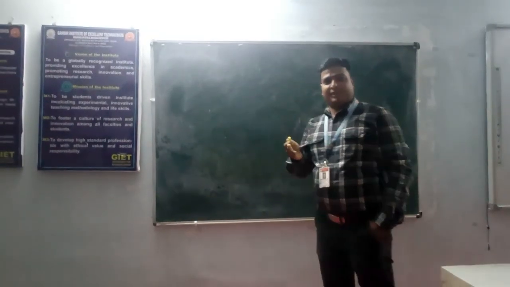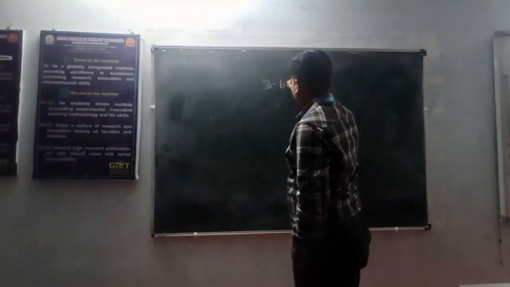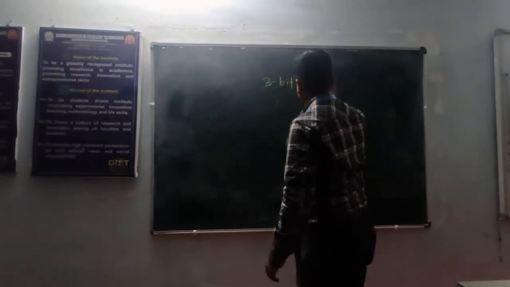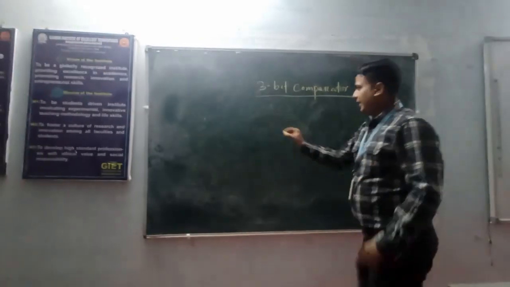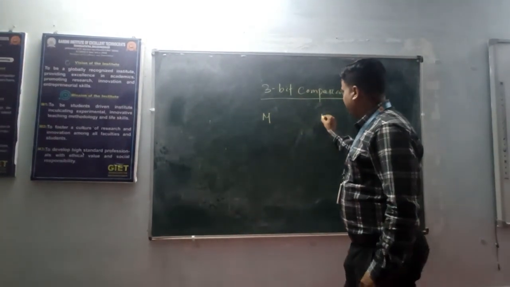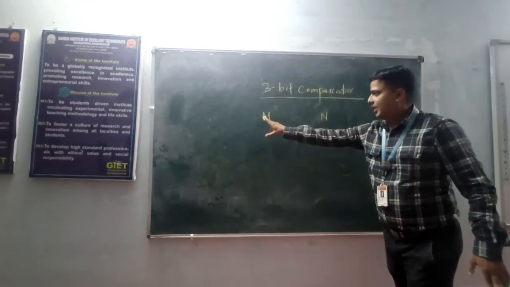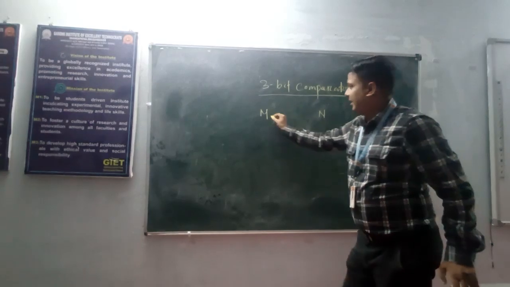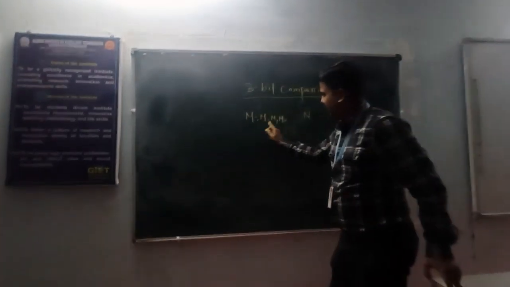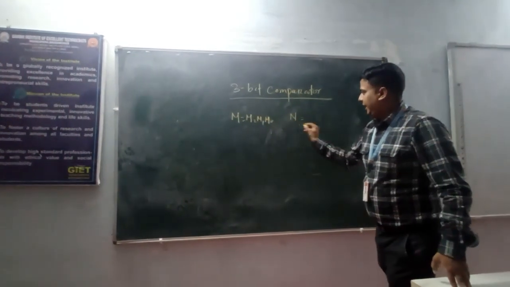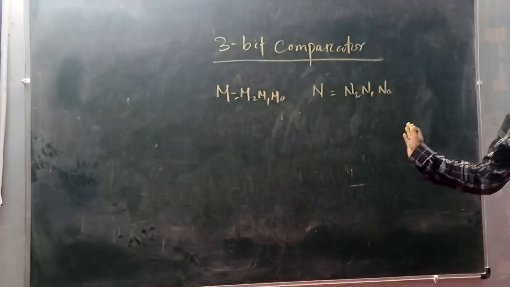In the previous section we studied the 2-bit comparator. Now we will study the 3-bit comparator. Suppose there are two binary numbers, M and N. It is 3-bit, that means M is M2, M1, M0. There are 3 bits. Similarly, N will be denoted as N2, N1 and N0. Now we will compare these two numbers.